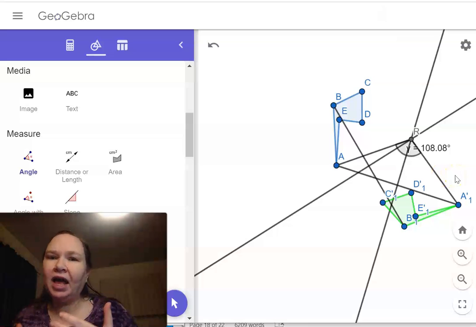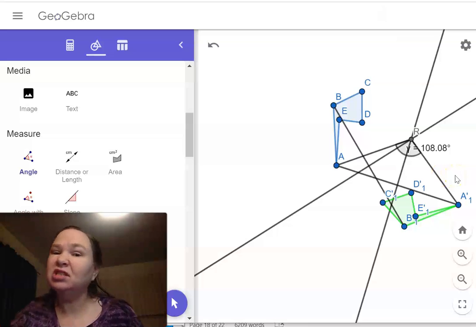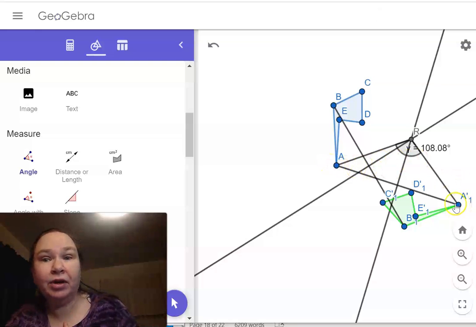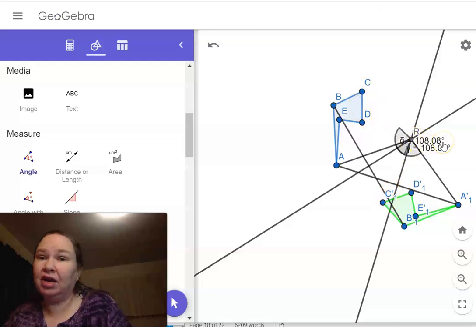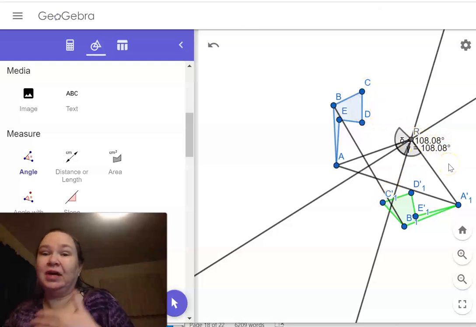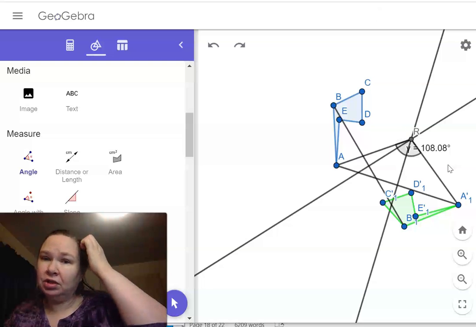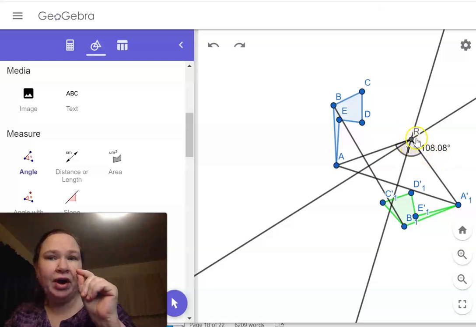Knowing what to measure for the angle at the end is pretty easy, because you just have to pick a starting point and an ending point, and that'll work for getting you your angle. And you don't have to pick A and A prime. If I picked C and C prime, I would get 108.808 degrees. I'd get the same angle. But what I do need to do is figure out how to find that center of rotation.